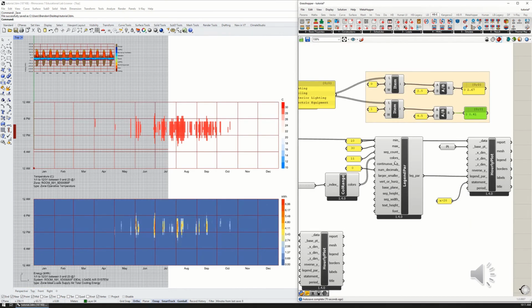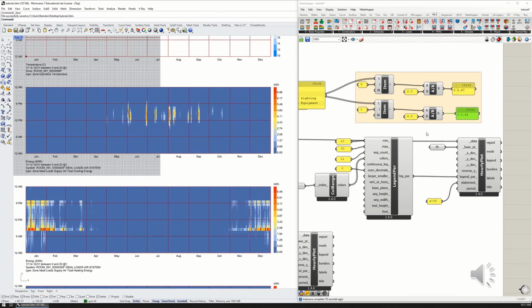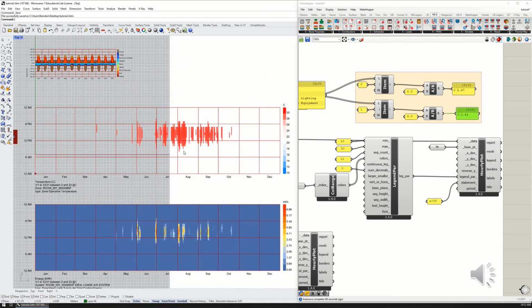So now the run is complete, and notice that the cooling has increased. It's doubled from 0.2 to 0.4 kilowatt hours per square meter, and you can see that pattern in the graph here. Also, if we come up to the comfort graph, we can see that the hours above 28 degrees have been reduced, but they're not completely eliminated.